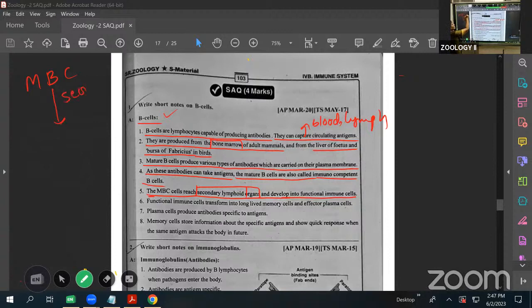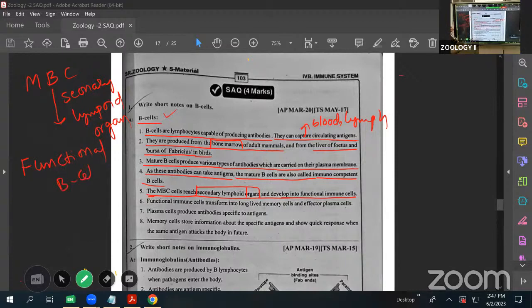Secondary lymphoid organs, for example, the thymus gland is a secondary lymphoid organ. Lymph nodes are also secondary lymphoid organs. When the mature B cells enter the secondary lymphoid organs, they are formed as functional cells, functional B cells.